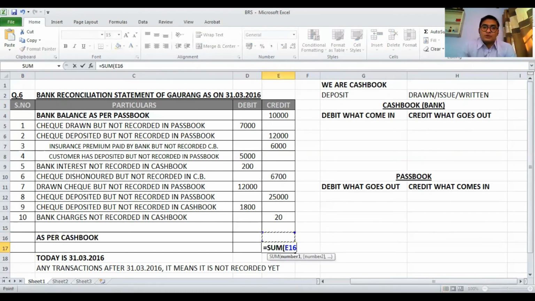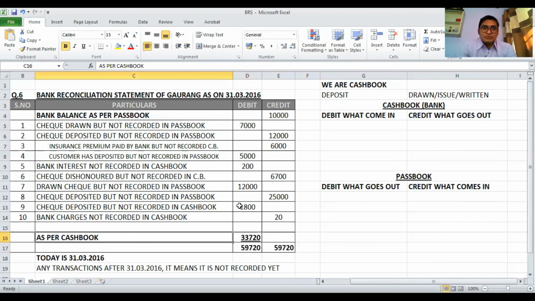So first of all, the credit side total 59,720, same total on the debit side, and for the difference, from 59,720 we have to deduct 1, 2, 3, 4 and 5 entries. So finally our difference comes to 33,720. It is called balance as per cash book.